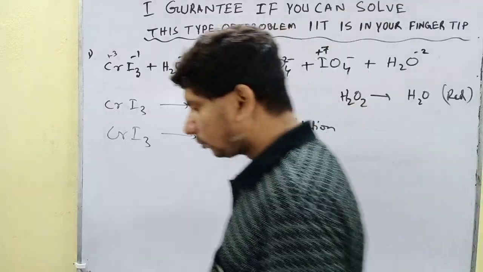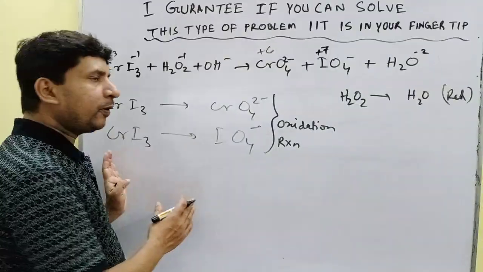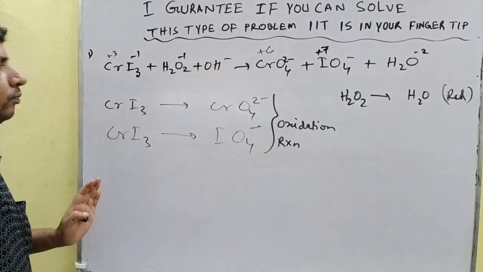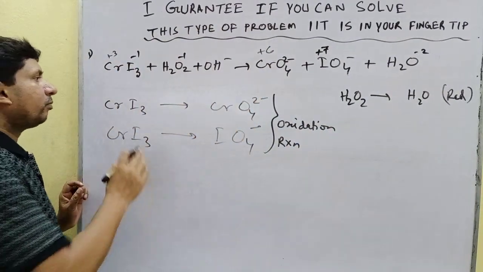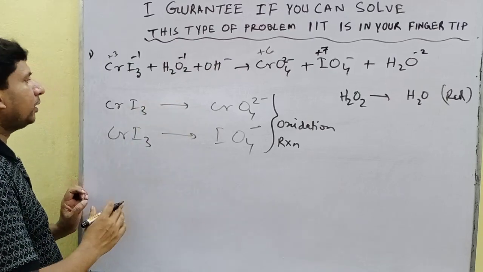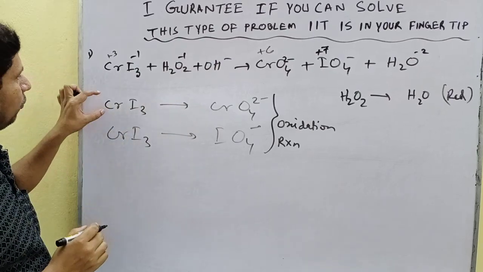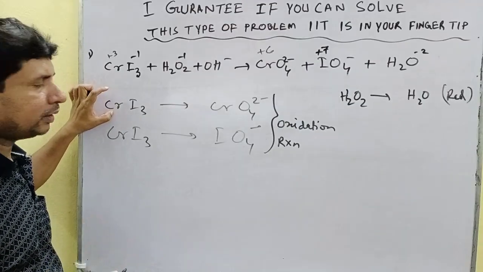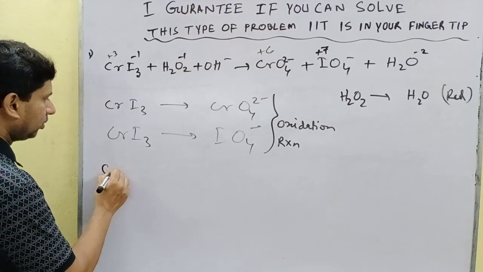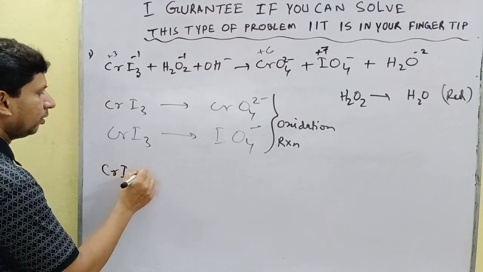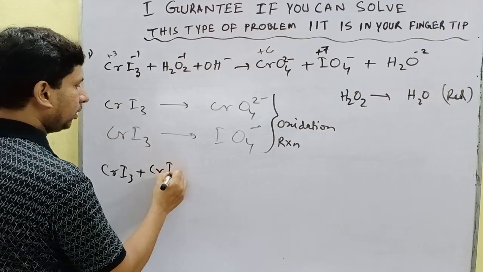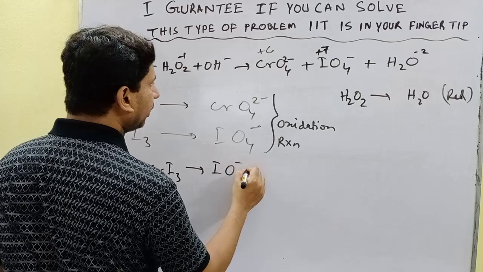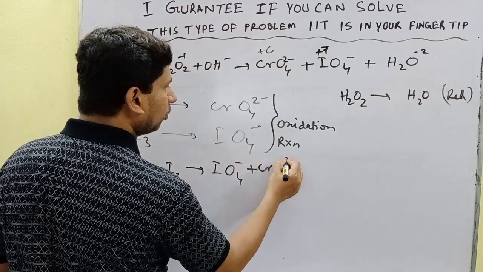Now, at first we identify which one is the oxidation reaction and which one is the reduction reaction. Then we identify the change of oxidation state: chromium from plus 3 to plus 6, so the electron change is 3. So we can write it this way: CrI3 gives IO4 minus plus CrO4 2 minus.